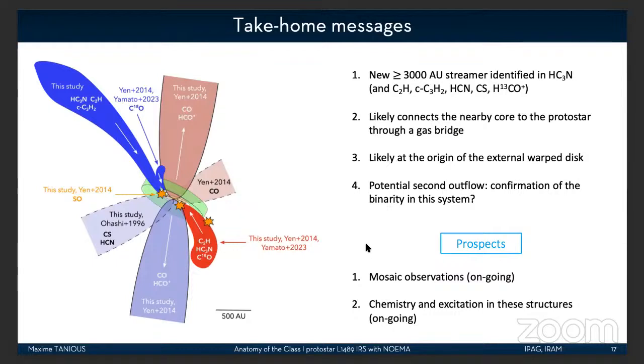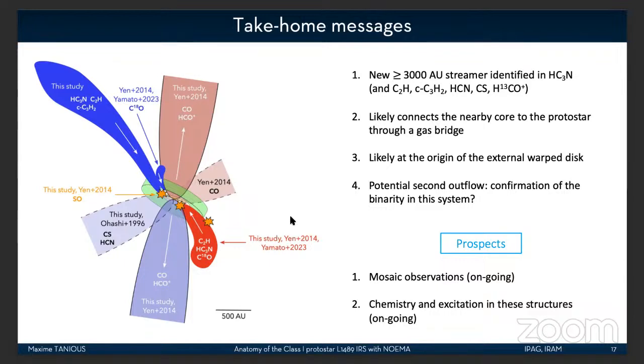And so I will finish with some take-home messages. You have here a simplified sketch of what's happening in this source. It's a very complicated source. And we discovered a new streamer at least 3,000 AU long in HC3N, which is also detected in some other carbon species, and which likely connects the nearby core to the protostar through a gas bridge. And as I showed you here, it's also likely at the origin of the external warp disk. And there is a potential second outflow that may be the confirmation of the binarity of the system.